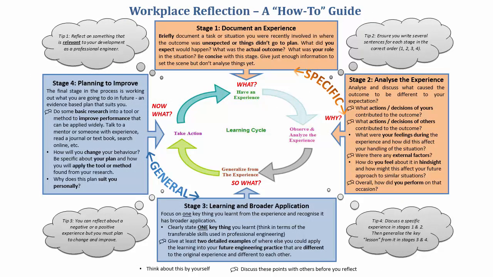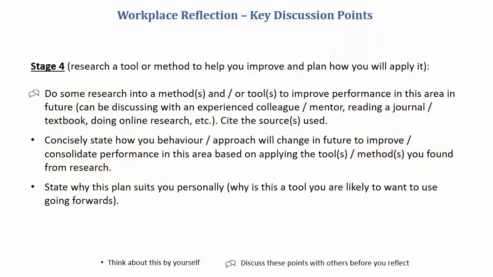So now we come to the final stage of the cycle, which is stage 4, and this is about planning to improve your performance going forward. Again, you can see that there are some key things that you need to talk about, and if we go and look at the key discussion points document, we can see those in detail. So in stage 4, you're going to research a tool or method that can help you improve, and you're going to plan how you're going to apply that tool or method going forwards.